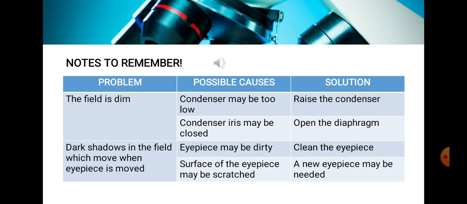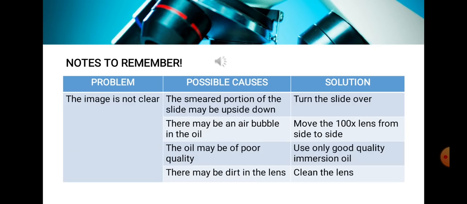Possible causes are that the eyepiece may be dirty, so you have to clean the eyepiece, and then the surface of the eyepiece may be scratched. Therefore, a new eyepiece may be needed. The next problem will be the image is not clear. There are a lot of possible reasons for this kind of problem. First is that the smeared portion of the slide may be upside down. The solution is to turn the slide over.